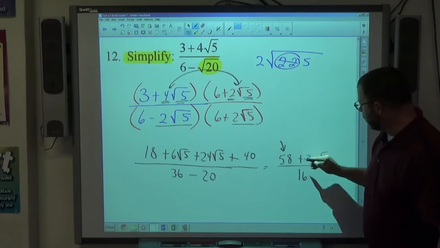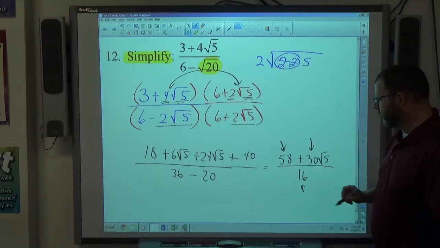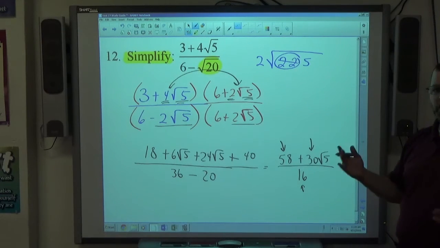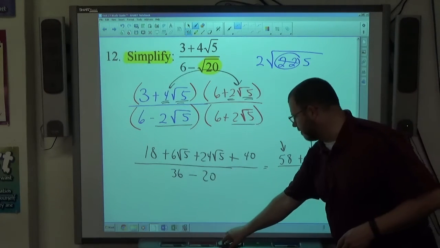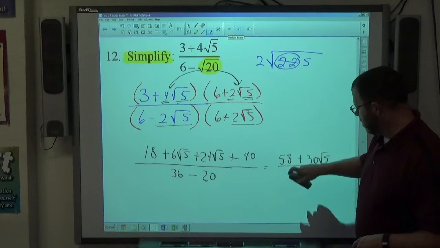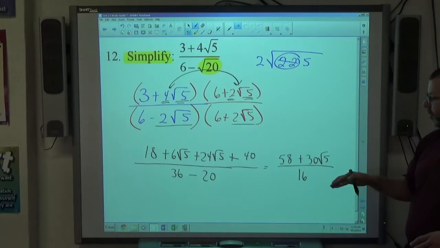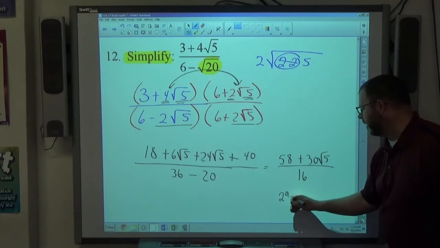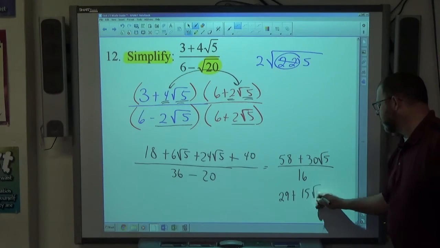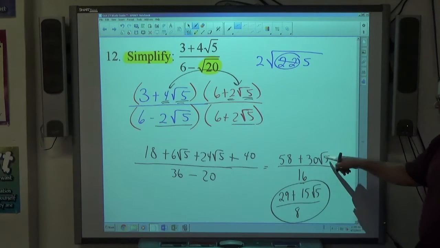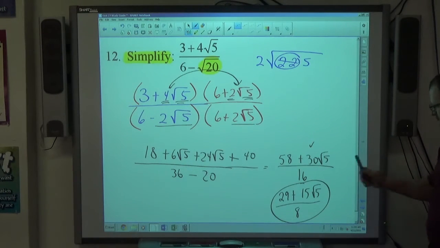This one happens to reduce because all three numbers divide by 2. If you don't reduce them, I'm not going to count it wrong, but again, it's stuff to look for. The more you find stuff like this, the better you're going to be at math, so it's worth doing. But getting to this point demonstrates you know what you're doing on this problem. But reduce everything by 2, this becomes 29, this is 15 times the square root of 5, and this is going to be 8. That's the best answer. This is going to get you full credit, but do look to reduce when possible.